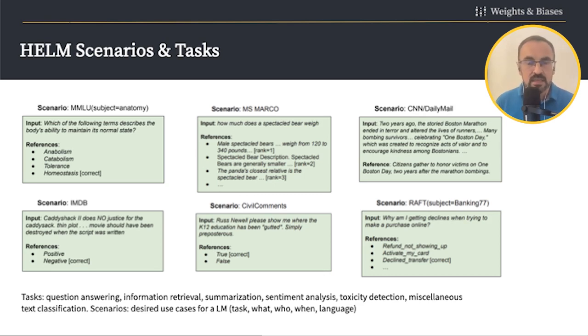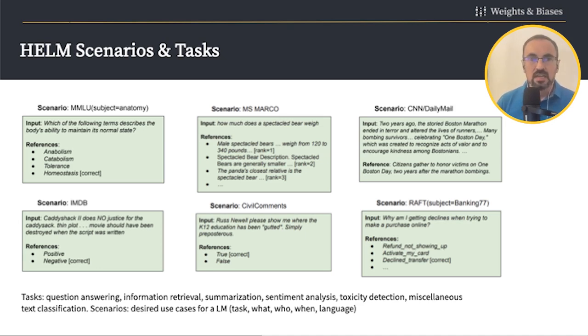We have a summarization task on the CNN Daily Mail dataset. We have sentiment analysis on IMDb movie reviews. We have toxicity detection, which is a binary classification. You get a given input and need to decide whether it is toxic or not. And we also have this miscellaneous text classification, where we have some input, some text, and a number of classes, and we need to classify it into one of the provided classes. And then a scenario is a combination of different tasks with a specific data set.